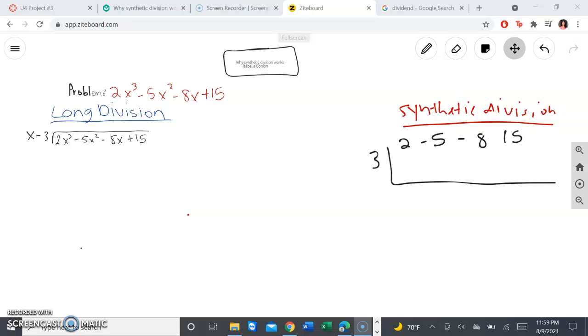So for the long division, the whole problem is being divided by x minus 3, but for synthetic division, you change the sign and you take out the x, so it should only be a number. And if it was x plus 3, then the 3 would have been negative. Now moving on, I want to start with long division, and then after I'm going to do synthetic division, and we're going to see if it yields the same answer.